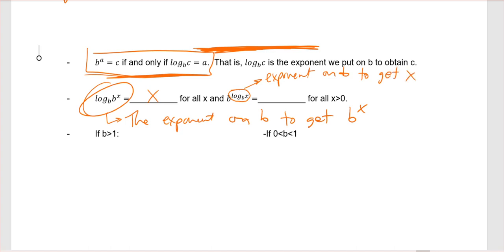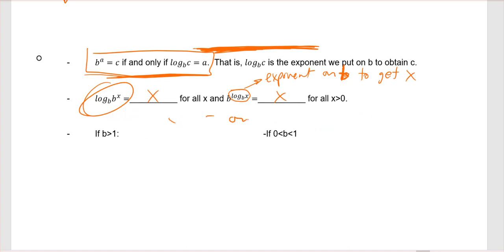on b to get x. Well, if I want to put some power on b to get x, well, what are you going to get? Are we going to get x? Right? Okay, so thinking about this in words, hopefully that makes sense, right? We're having the exponent on b that we want to get b to the x power. Well, x has to be that exponent.